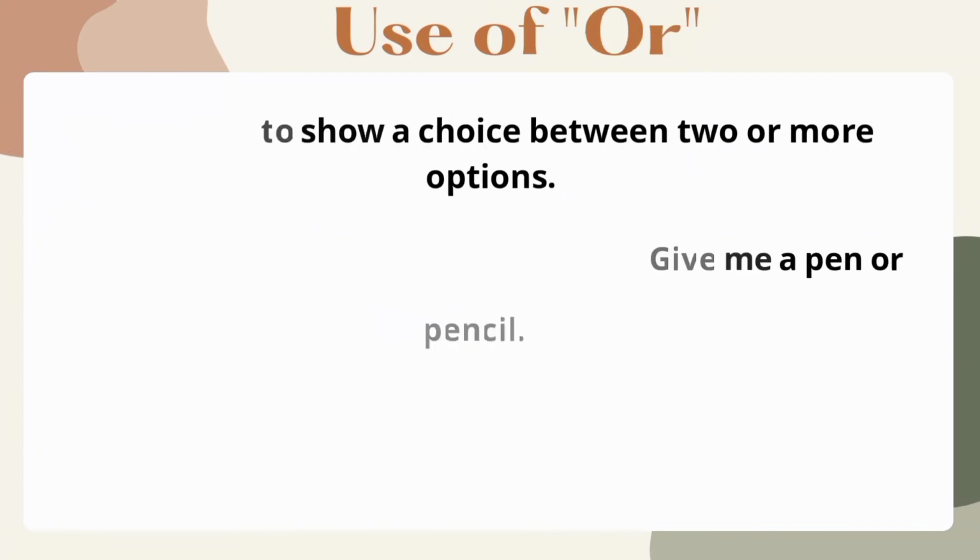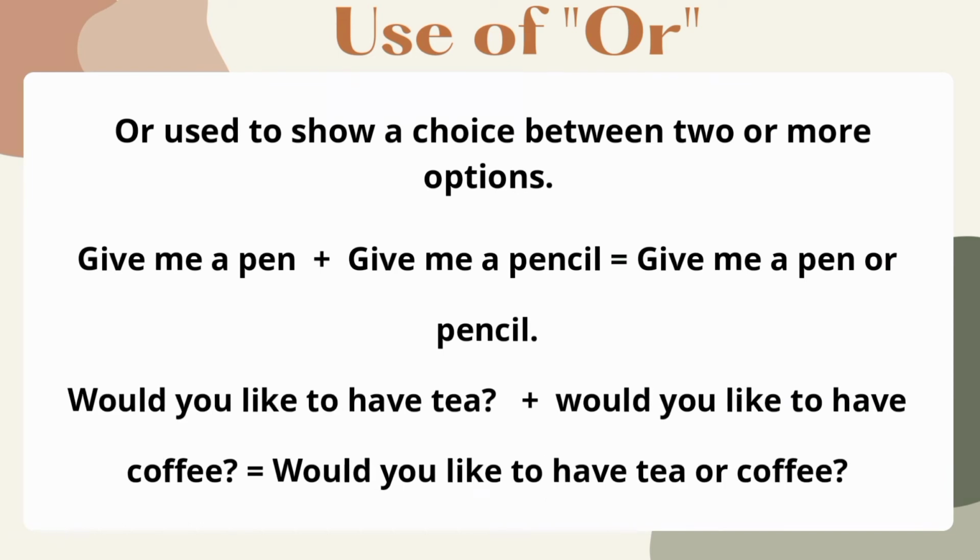Let's come to the use of or. Or is used to show a choice between two or more options. Give me a pen, give me a pencil. This sentence is showing us a choice, so we can say that give me a pen or pencil.